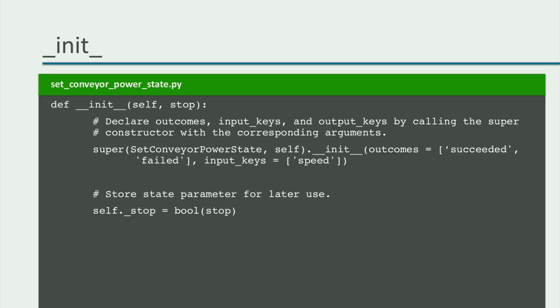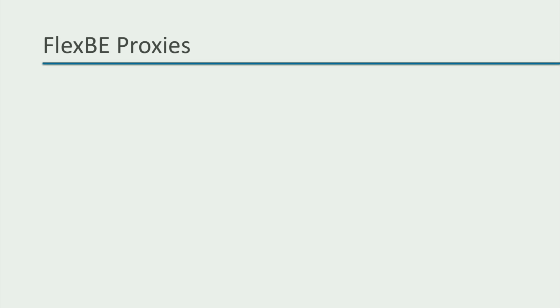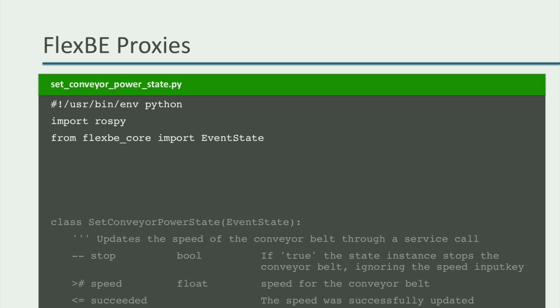So we use it to store the value of the parameter stop for further use inside of our class, and to initialize our client for the conveyor service. This is done through a FlexBE proxy. Okay, we will not enter into the details of FlexBE proxies. You can read the documentation about them in the FlexBE wiki. But let's say that they are a more efficient way to handle multiple ROS subscribers, publishers, and service and action clients.